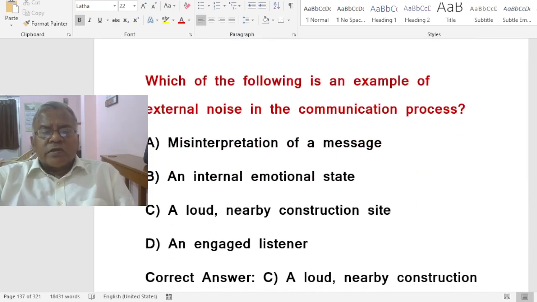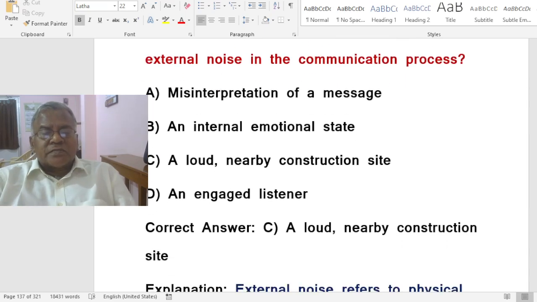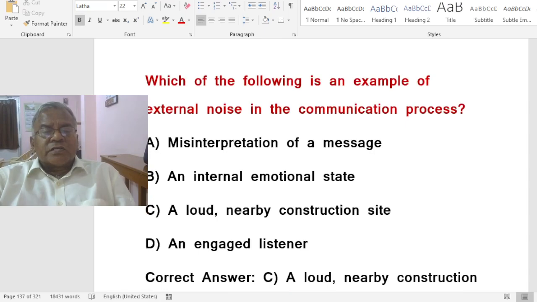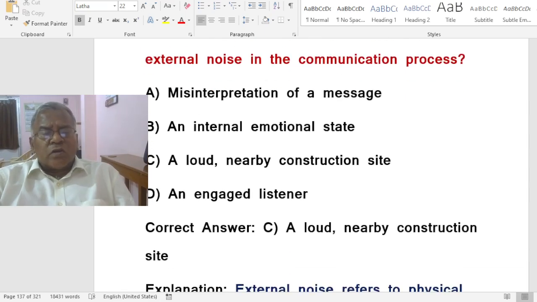Which of the following is an example of external noise in the communication process? A. Misinterpretation of a message. B. An internal emotional state. C. A loud nearby construction site. D. An engaged listener. Certainly among these, the example of external noise is a loud nearby construction site.